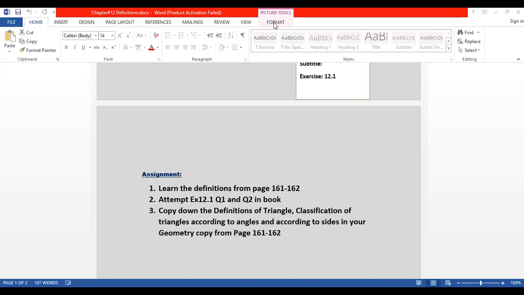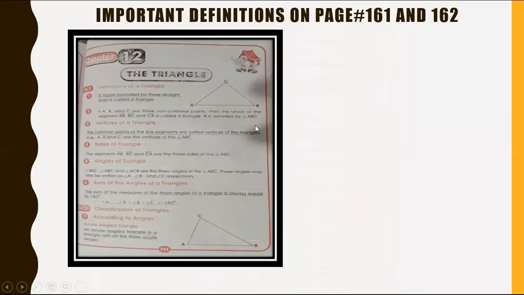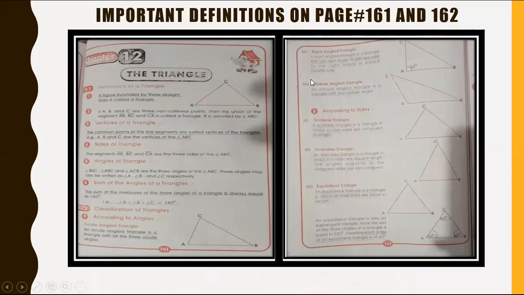Let me show you your definitions. What you have to do in your copy, let me show it to you. There are important definitions in your book on page 161 and 162. Mark the important definitions which you have to copy down in your copy as well. Learn these definitions properly.